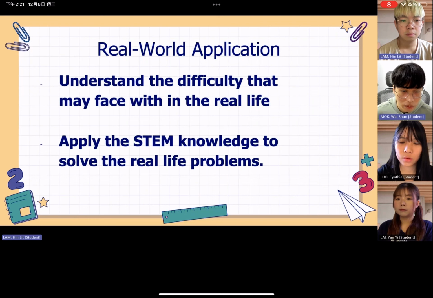Next page. As for real-world application, STEM education can help young people understand the difficulties that they may face in real life. It can inspire them to apply STEM knowledge to solve real-life problems.